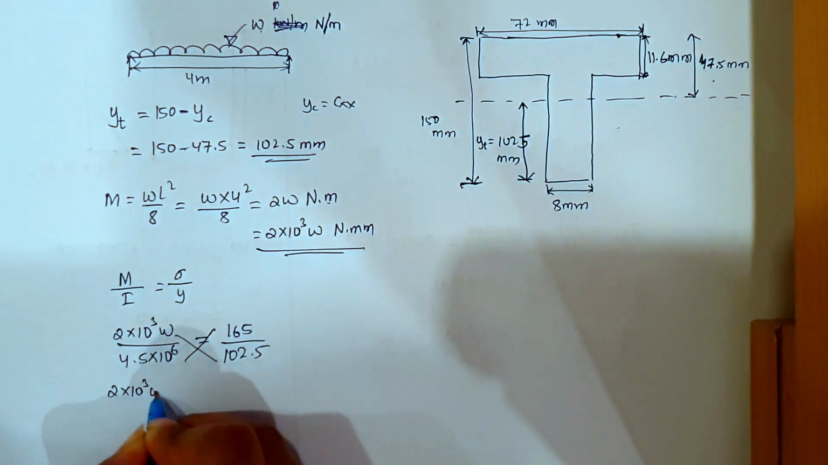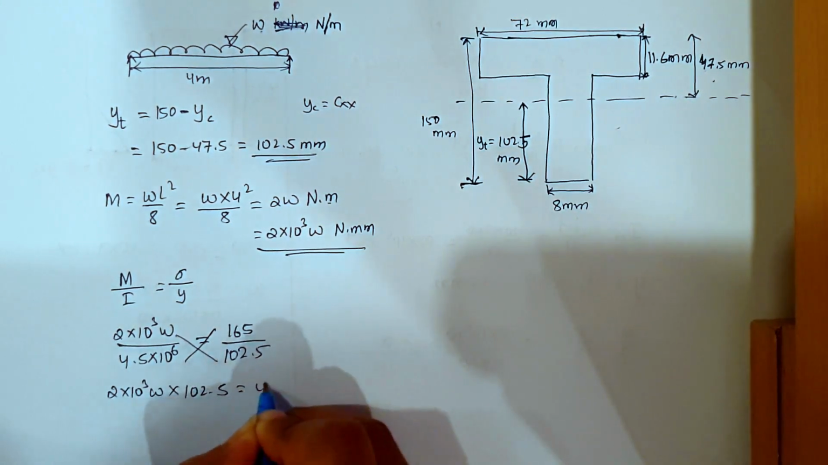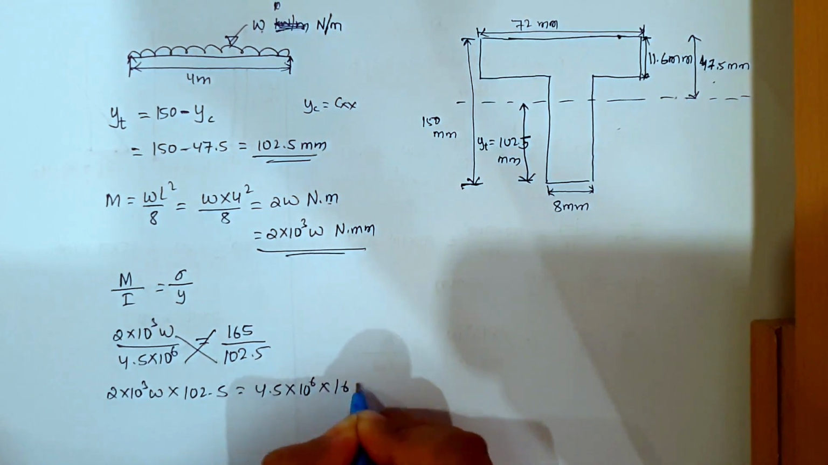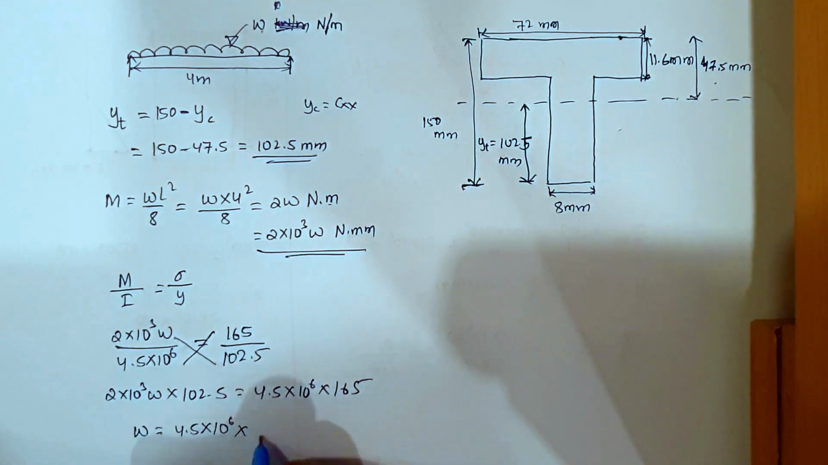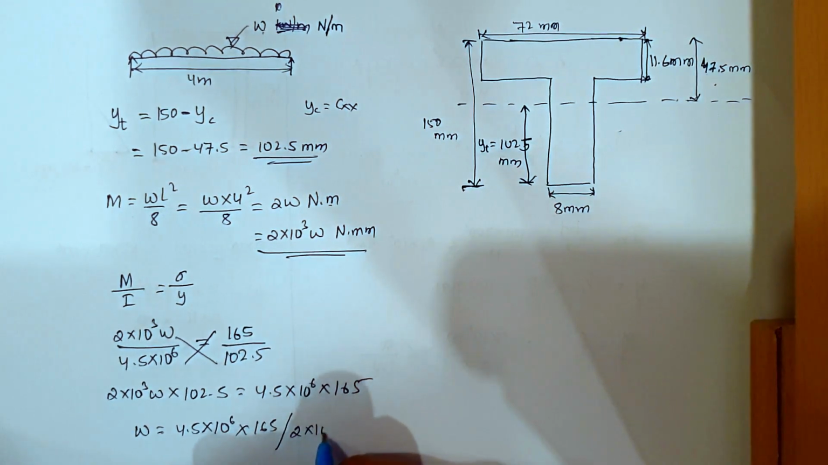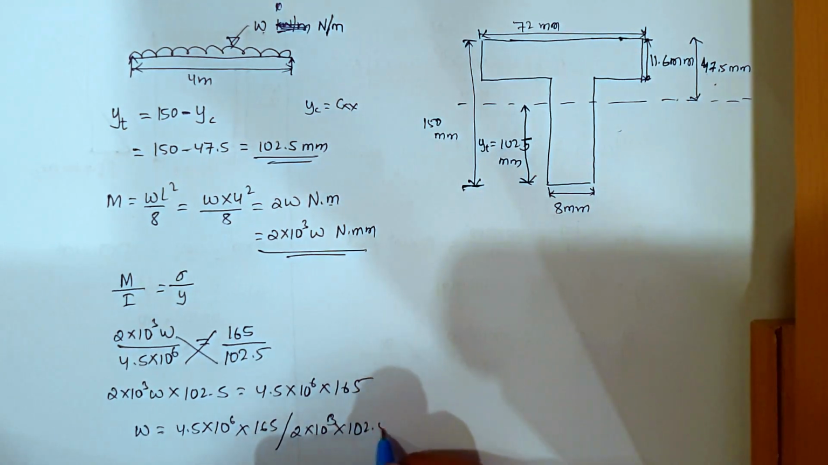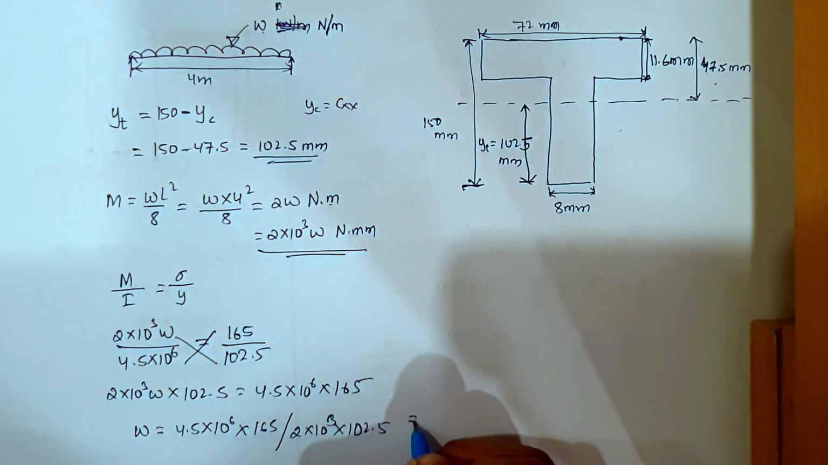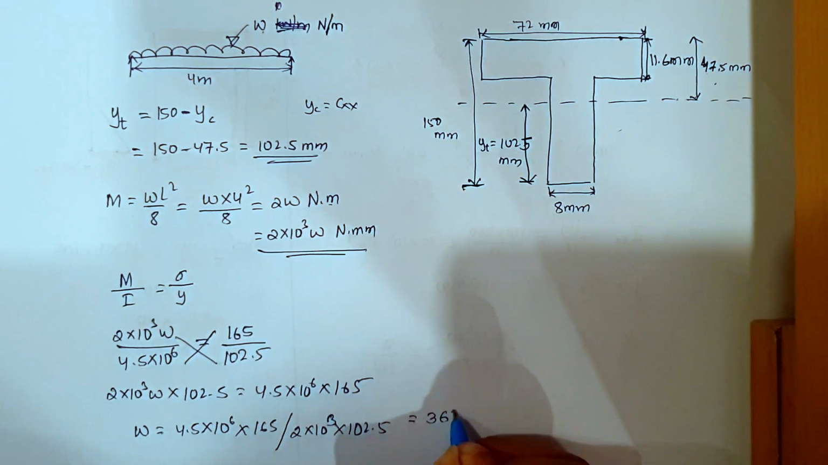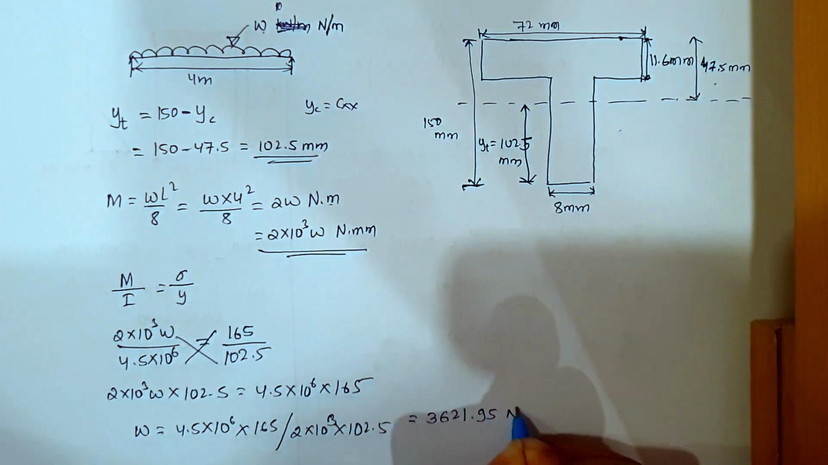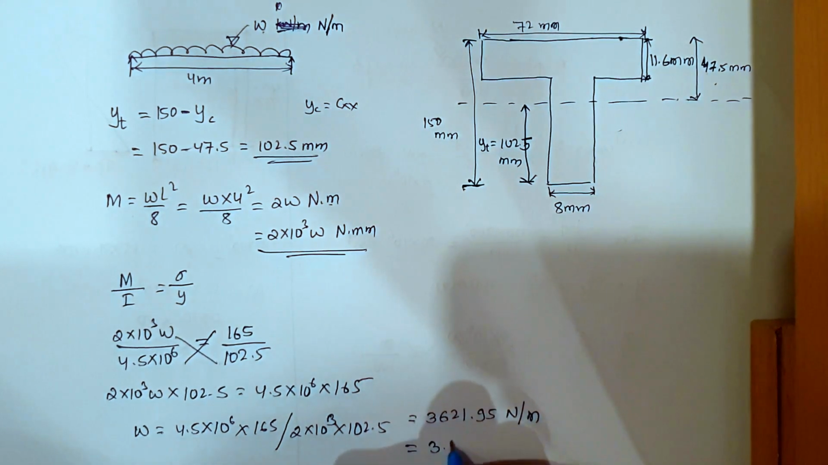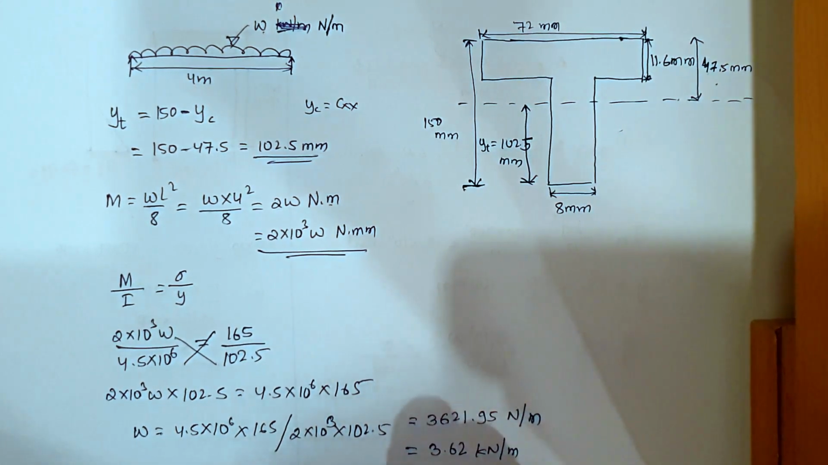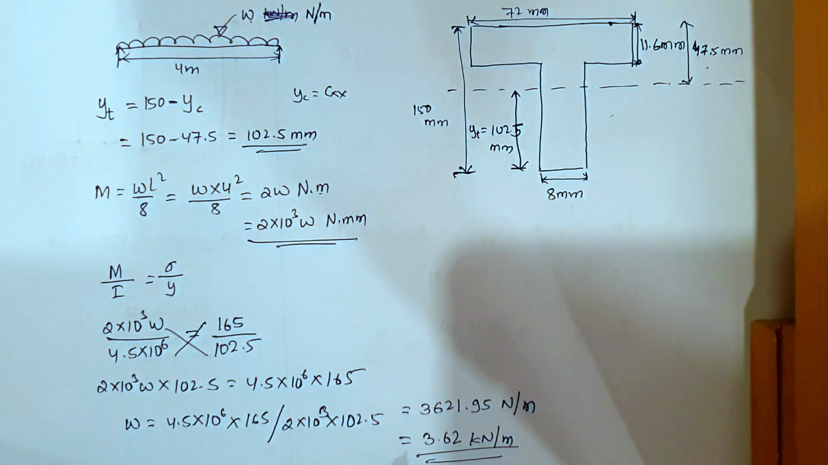Okay, so from here if you cross multiply, what do you get? 2 into 10 raised to power 3 W into 102.5 equals 4.5 into 10 raised to power 6 into 165. Now from here W will be equal to 4.5 into 10 raised to power 6 into 165 divided by 2 into 10 raised to power 3 into 102.5. So this will give you a value equal to 3621.95 newton per meter. Now if you convert this newton to kilonewton, you will get 3.62 kilonewton per meter.